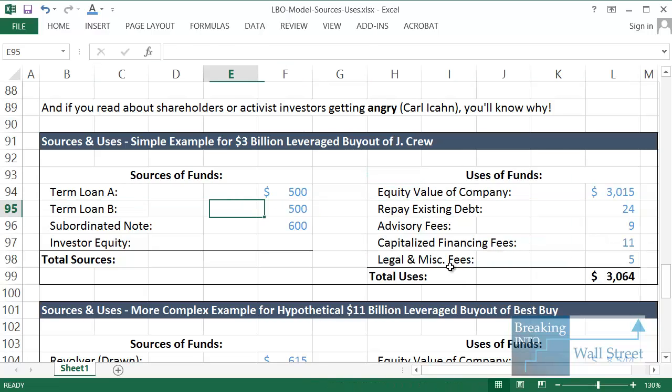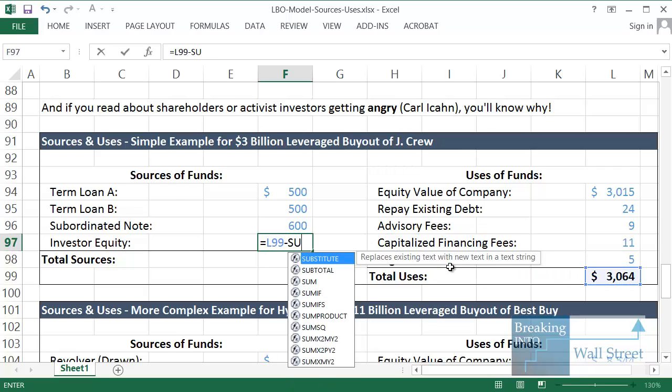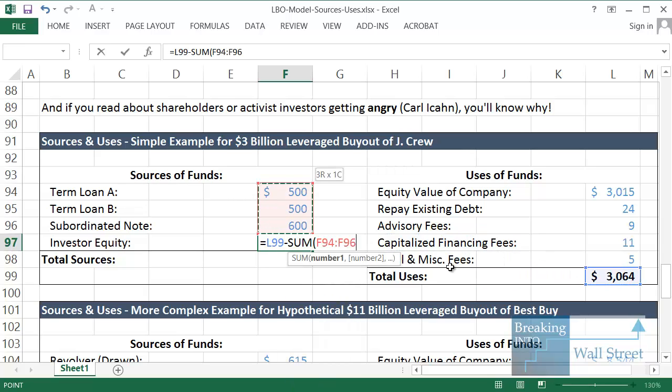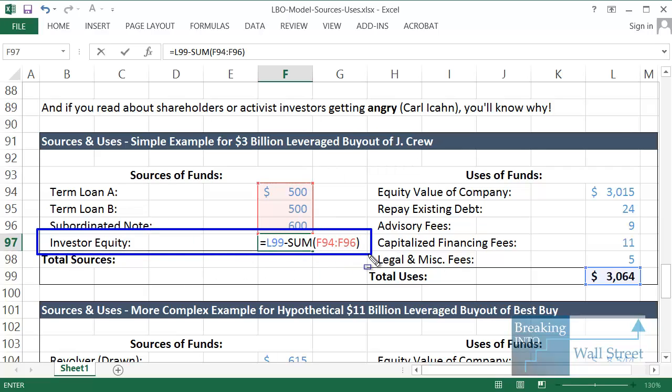Now the sources of funds. We've calculated elsewhere the amount of debt that we're using: about $1 billion of term loans, and then about $600 million of a riskier, higher interest subordinated note. Now, what do we do next? Well, next step here is for the investor equity, we want to take our total uses and then subtract our sources so far. So this plugs the gap. The investor equity here is always going to plug the gap, and that's why it's so important.